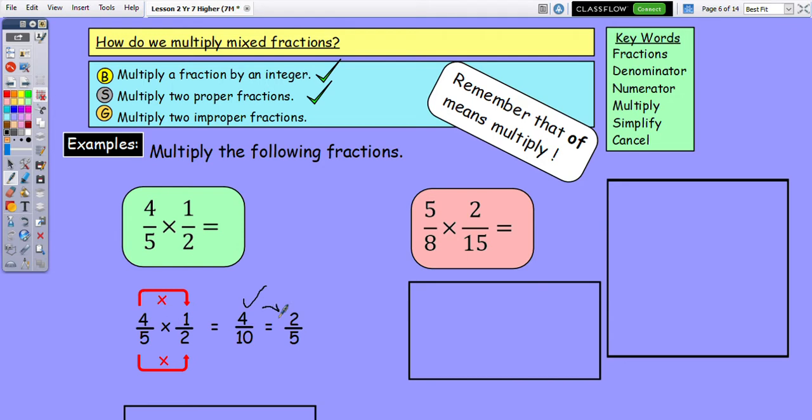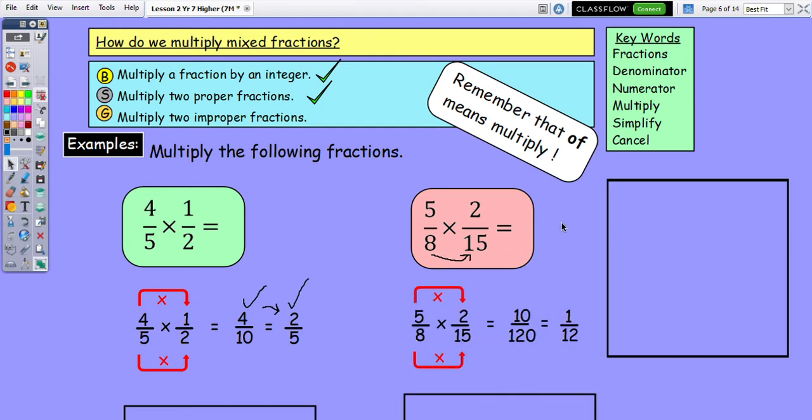However, it's always good practice to simplify your answers if you can. Okay, so 4/10 simplifies to 2/5. So 4/5 multiplied by half is 2/5. Okay, and it's the same principle with this question. The only difference is that we're going to start getting big numbers. Okay, 8 multiplied by 15 is quite a big number. Okay, so we've got to be a bit careful. 5/8 multiplied by 2/15 gives us 10/120, which simplifies to 1/12.